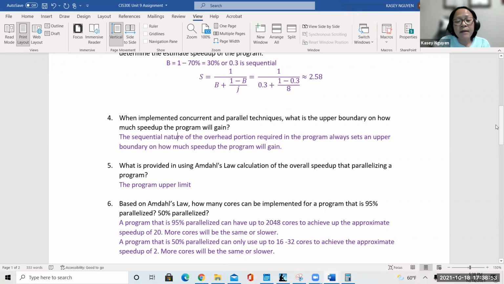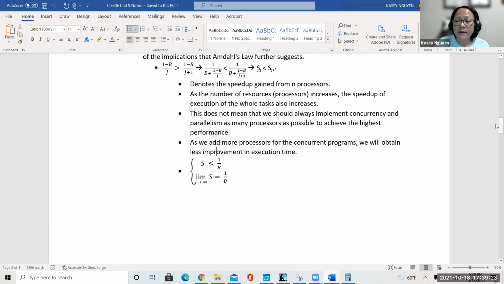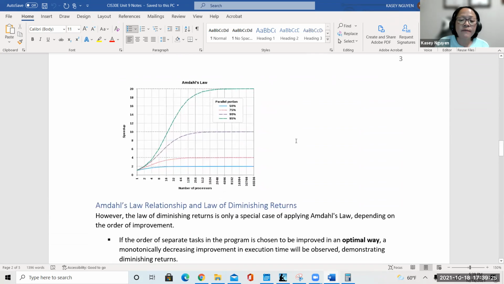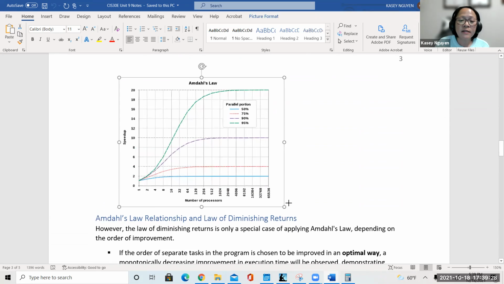So when we think about this, we would look at the relationship between the cores and the percentage that we parallelize our program. There is a useful chart that is included in your notes, but you can find it everywhere on the internet. Let's look at this chart. You can increase the size to make it larger.